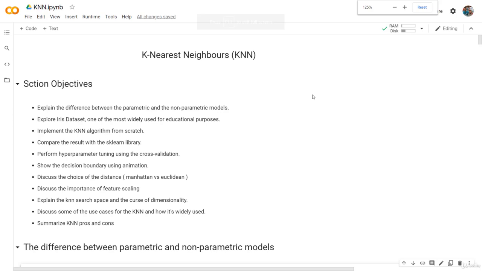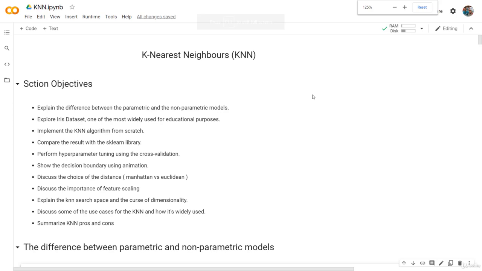After that, we are going to compare the results we got from the KNN algorithm from scratch with the sklearn implementation. So we are going to see how we can use the sklearn functions for the KNN and then compare our implementation with the sklearn implementation. After that, we are going to perform hyperparameter tuning using cross-validation, and this is super important in machine learning. And then we are going to show the decision boundary using animation. And this one is actually done by Stanford, it's not by me, but I will show it to you, so it's very cool to understand better how the KNN algorithm works.